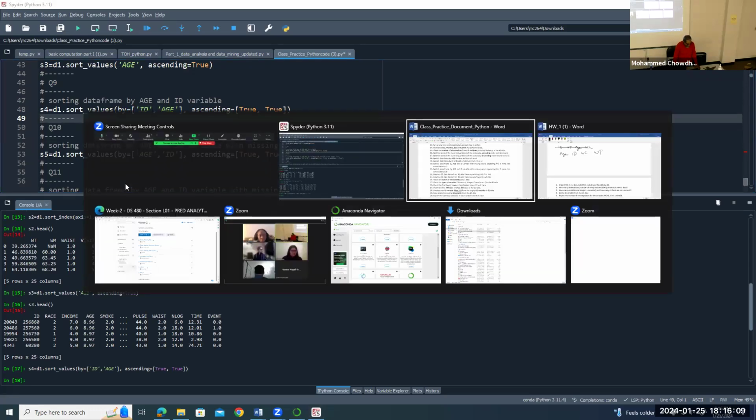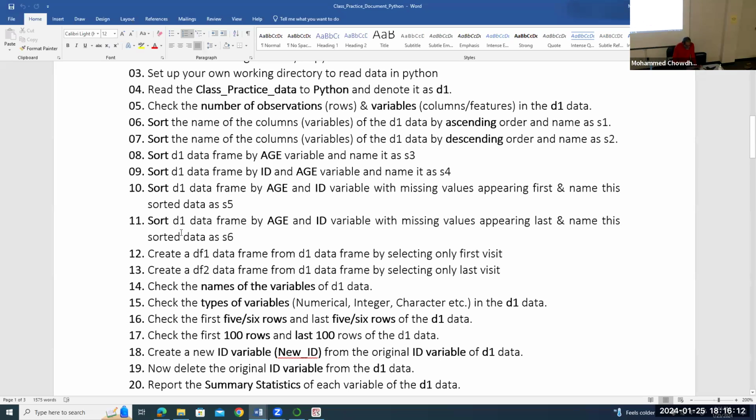Now question number 10. Question number 10 is asking you to sort D1 data by age and ID variable with missing values. Okay, so now suppose in your data there are missing values. You want your missing values to be at the top, or you want your missing values to be at the bottom. How can you do that? So that is what question number 10 and 11 are telling you. Sort the D1 data frame by age and ID variable with missing values appearing first, and name these sorted data as S file.